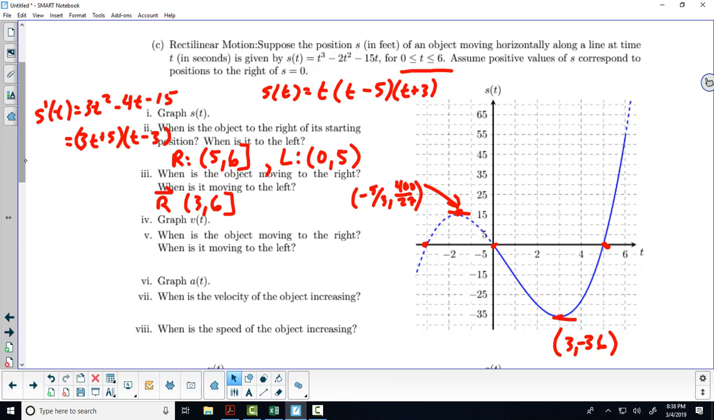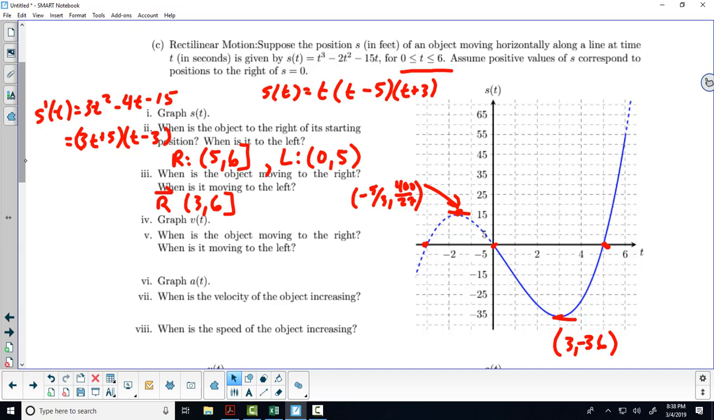The clock starts and my position's at 0, so here's my starting position right here at 0, the middle of the board, and I'm moving which way? To the left. How do I know that? Because my displacement's becoming more negative. Another way of saying that is the function's decreasing there. So I'm moving to the left until t equals 3. At t equals 3, I start moving to the right.